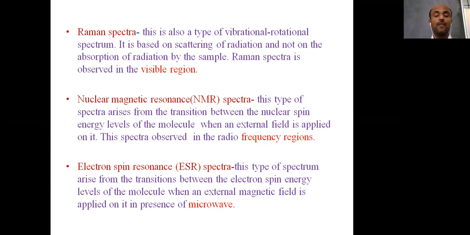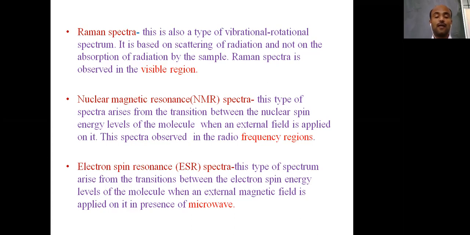Then we have nuclear magnetic resonance (NMR). This type of spectra arises from the transition between nuclear spin energy levels of the molecule when an external field is applied in this region. So this spectra is observed in the radio frequency region. NMR spectra is observed in radio frequency regions.